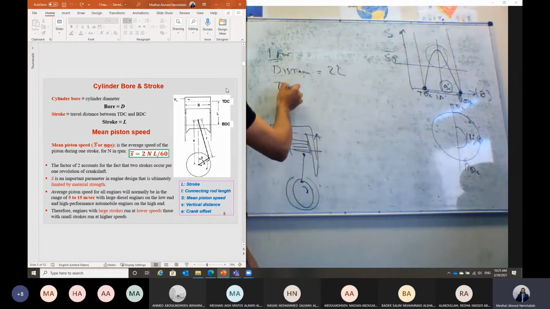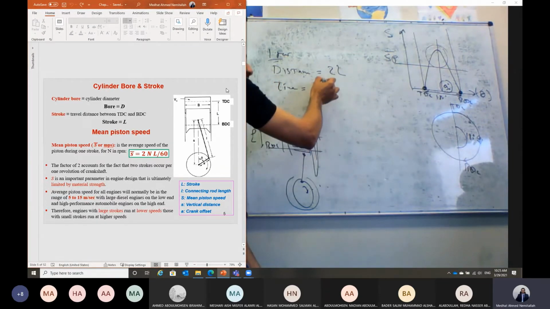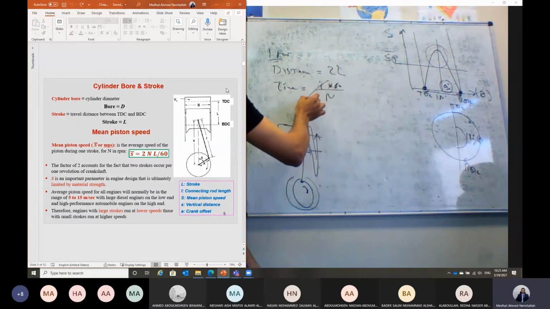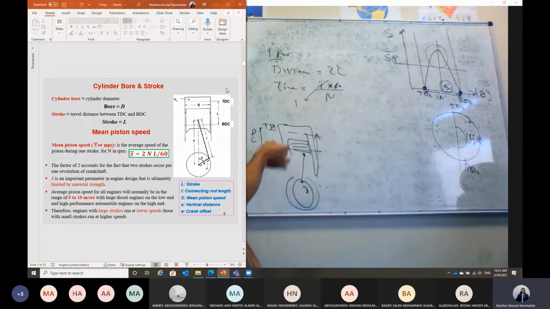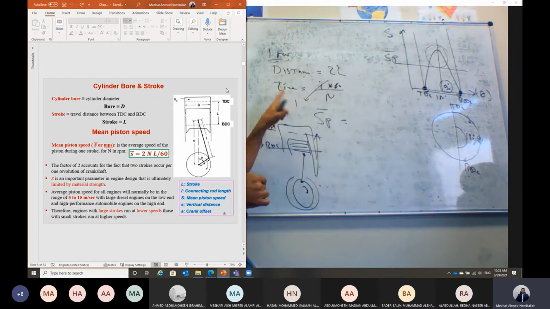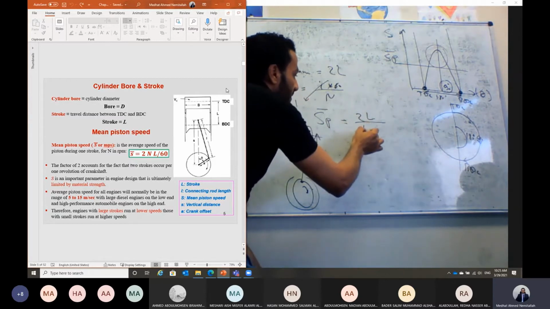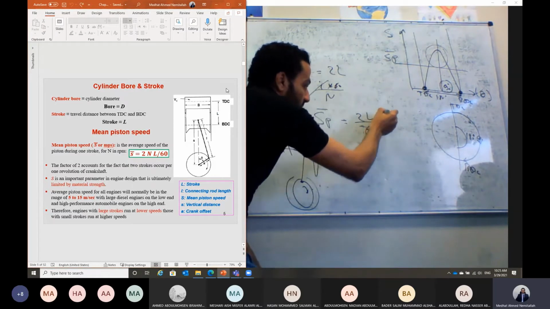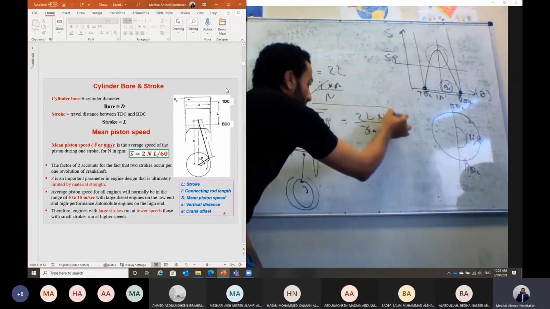In what time, Shabab? We said the cycle time is equal to I multiplied by 60 divided by N, where I is the number of crankshaft revolutions. We have only one revolution, so the time for one revolution will equal 60 divided by N. This 60, as we said, is because N is in RPM, so we have to divide by 60. To calculate the average piston speed, speed equals distance divided by time. So it will equal 2L divided by 60 over N, which equals 2LN divided by 60.